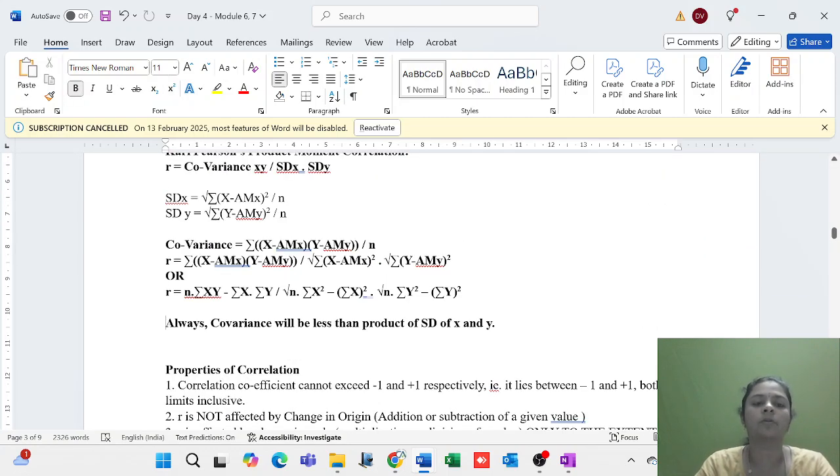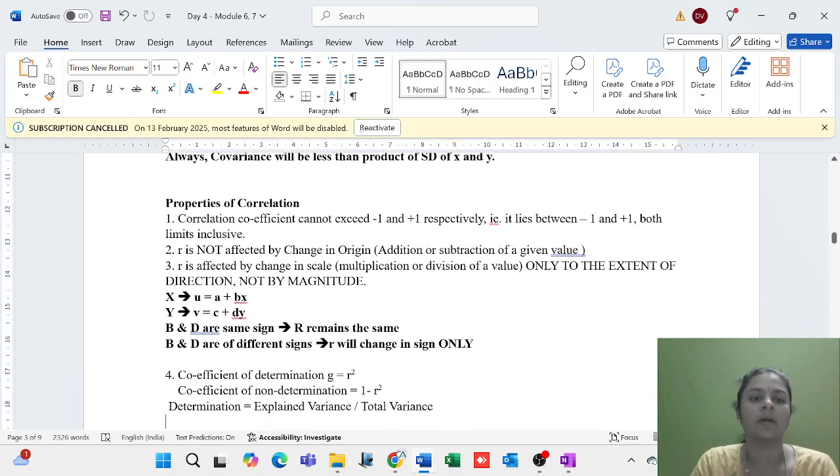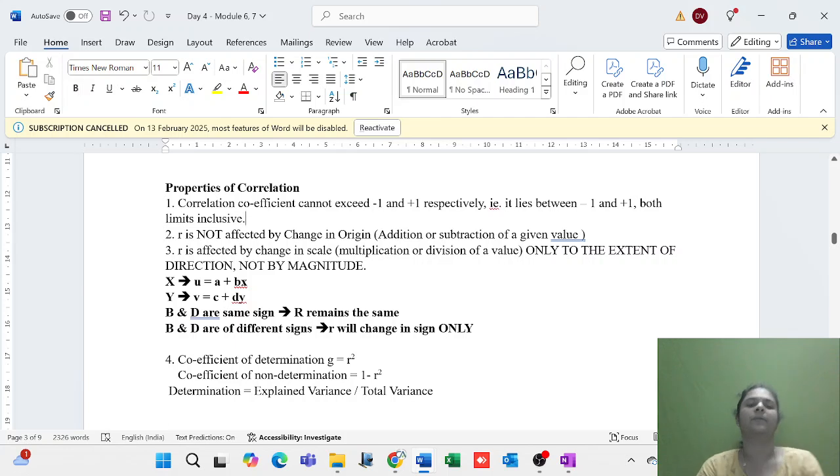So this is about Karl-Pearson's correlation. Now we will work out Karl-Pearson's questions in the practice question scenario, because many questions are repeated from that pattern only. So we will take that at that time. Now, properties of correlation. First one.